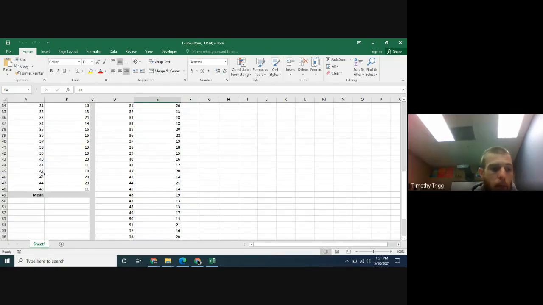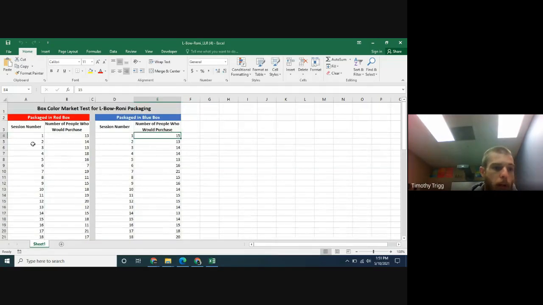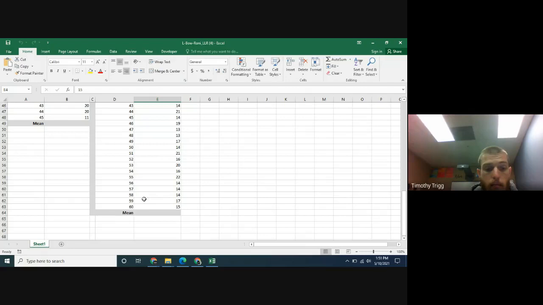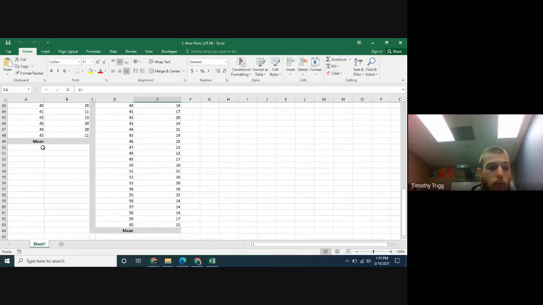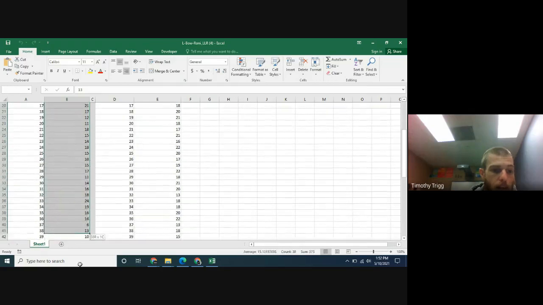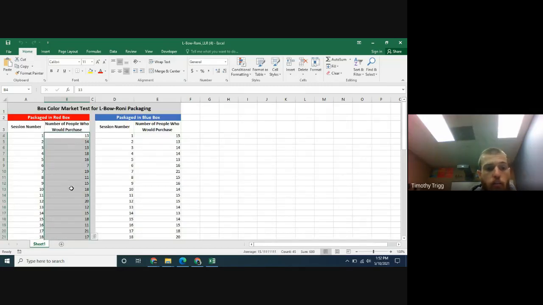Notice that for the red box, the number of sessions was only 45, whereas for the blue box, there were 60 sessions. See session 45, session 60 there for the blue box. Now we want to calculate the mean for both the red box and the blue box. So how do we do that? Well, when you're in Excel, there's actually a very fast way you can do this. What you would do is highlight everything down here, all of this column, but not up here. So just the numbers here, the number of people who would purchase.